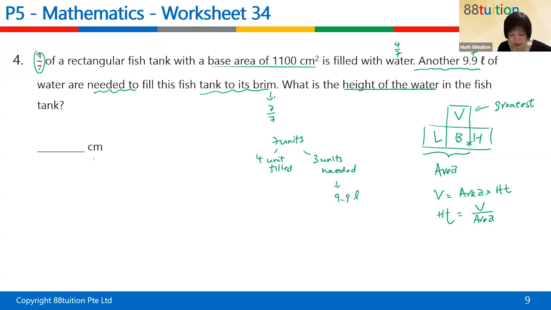So since I'm going to go for centimeters, I would want to give myself a common unit. So 1 liter itself is 1,000 centimeter cube. Okay, I repeat, probably I write here to inform.